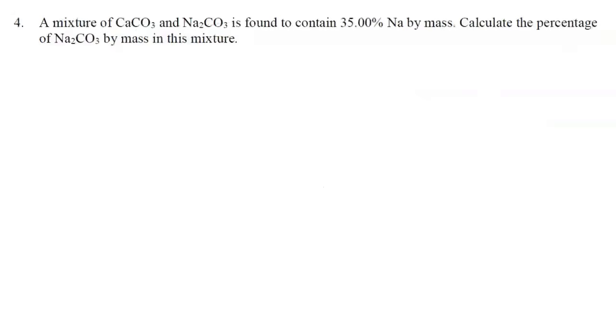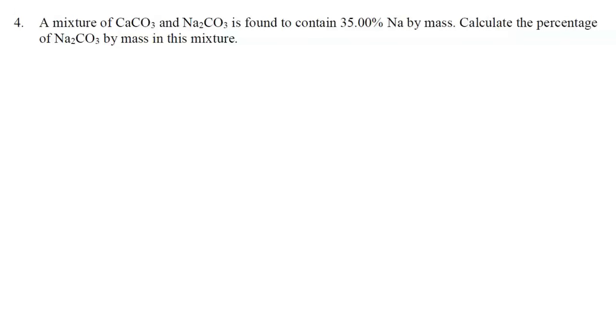Okay, let's take a look at question 4. A mixture of calcium carbonate, CaCO3, and sodium carbonate, Na2CO3, is found to contain 35.00% sodium by mass. Calculate the percentage of sodium carbonate, Na2CO3, by mass in this mixture. Now, since all we have in terms of numbers is 35.00% sodium by mass, we don't know the mass of the mixture.